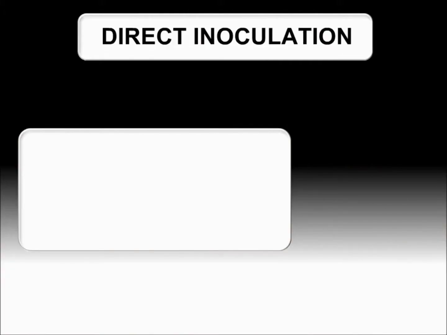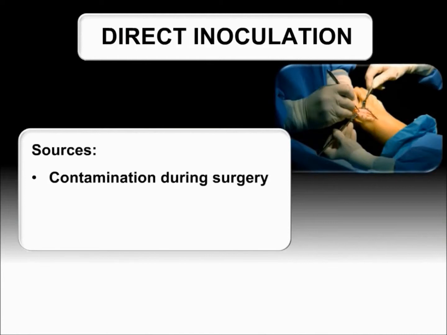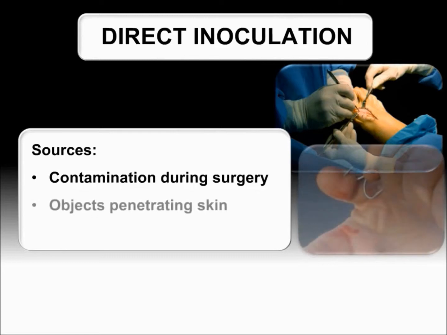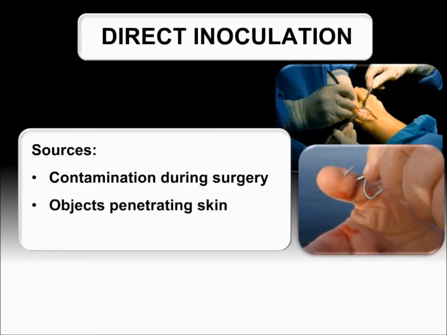Direct inoculation can also occur from contamination during surgery. Sources of contamination include poor skin preparation before surgery, cross-contamination by clinical professionals, or an unsanitary environment before, during, or after surgery. Following strict infection control and universal precaution guidelines can help mitigate the risk of direct inoculation from these sources. Direct inoculation can also develop from foreign objects penetrating the skin and bone.